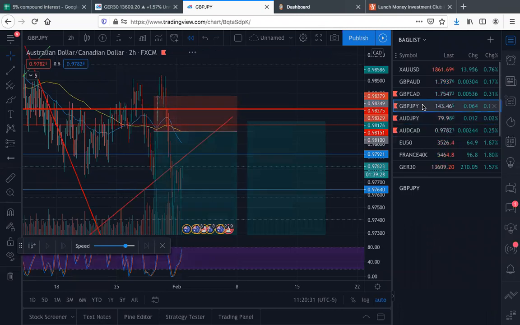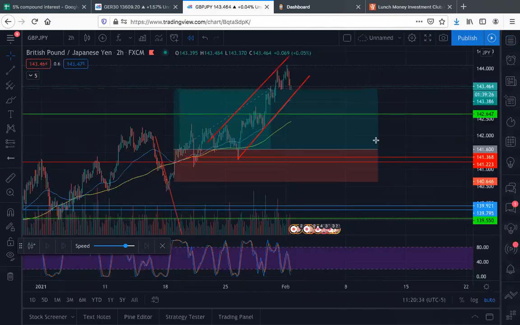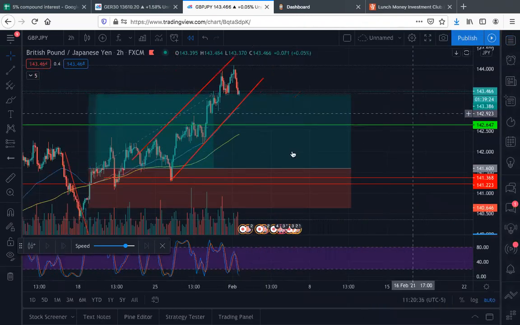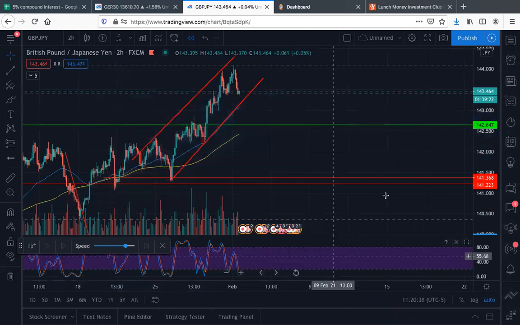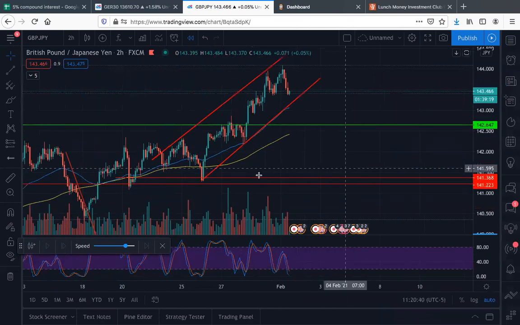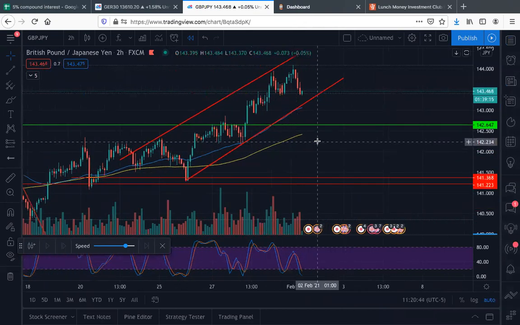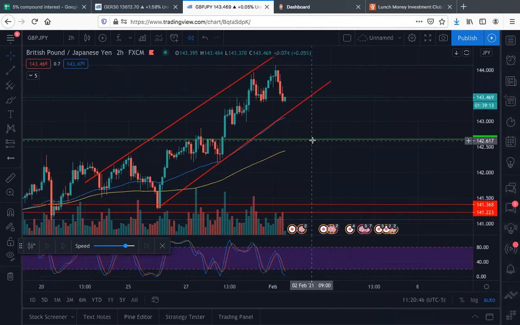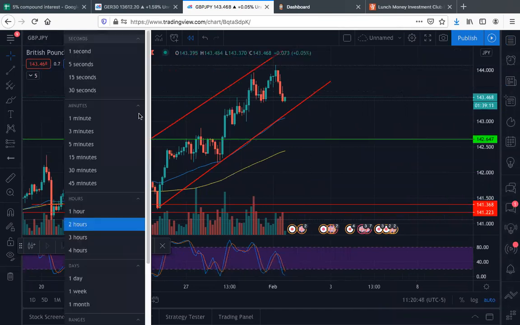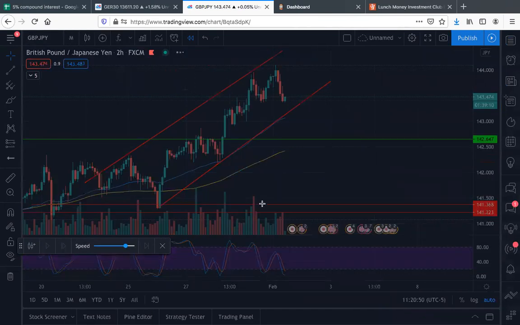All right. GBP JPY. Need to remove that. Now, GBP JPY. Let's go back out to the monthly.